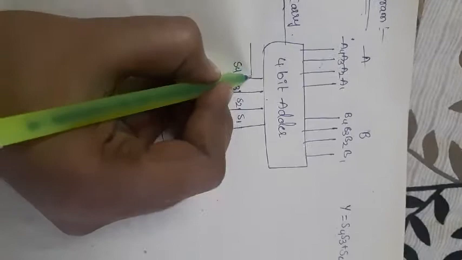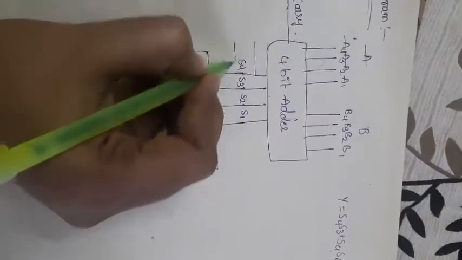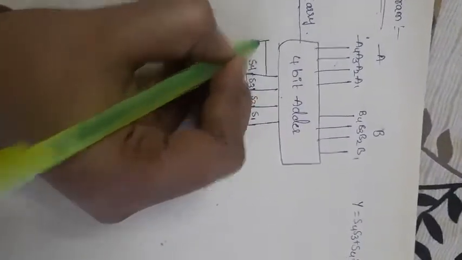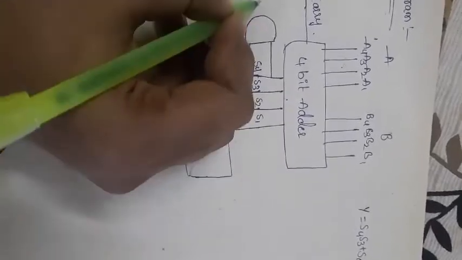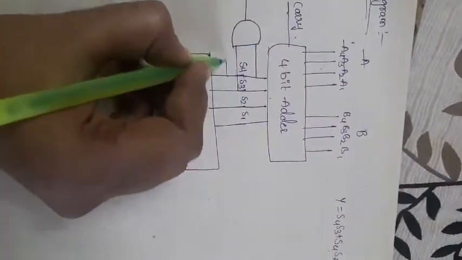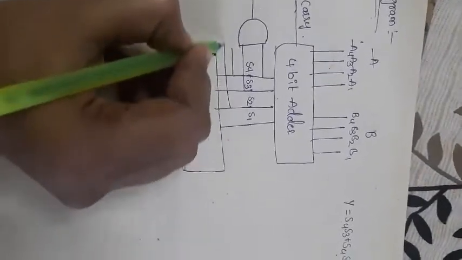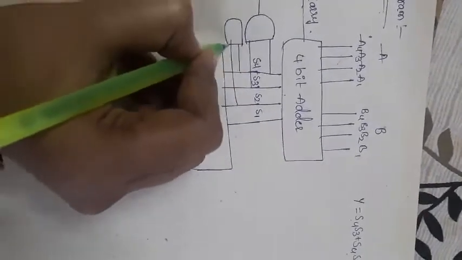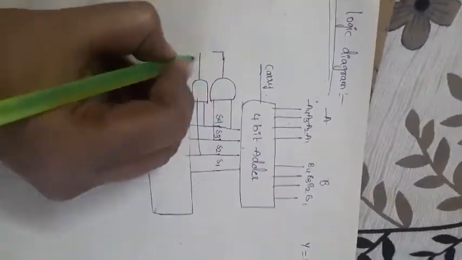Now we need to draw the logic for this first of all. S4 and S3: in between, which operator do we have? The AND operator, so this is an AND gate. And coming to S4 and S2, in between these two we have one AND gate. In between these two outputs, which operator do we have? The OR operator, right?